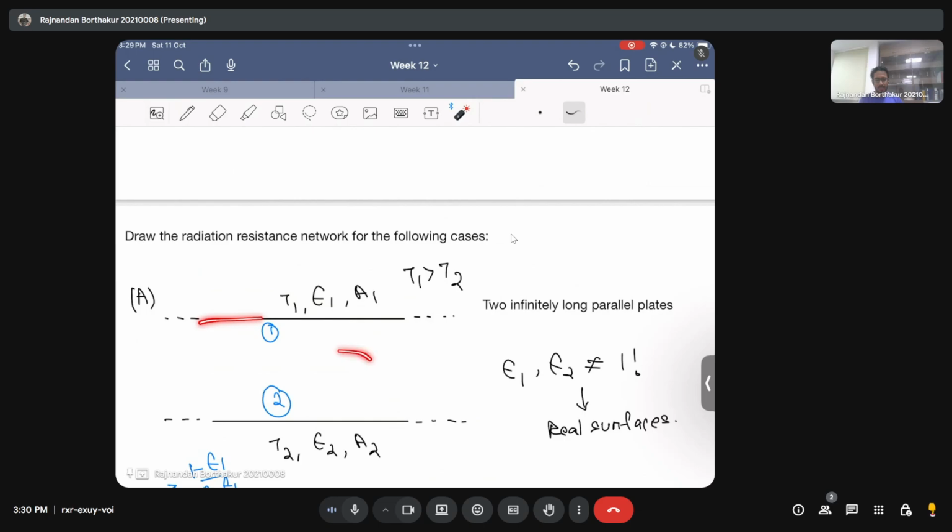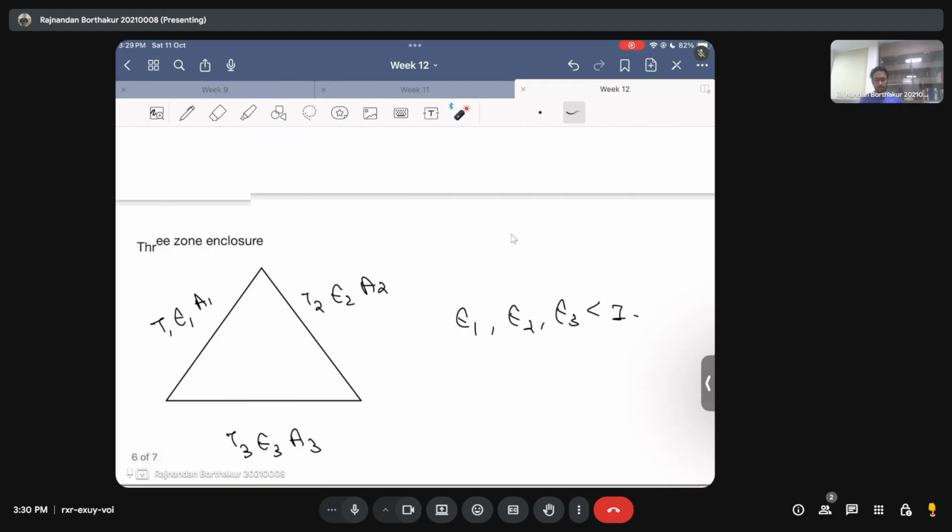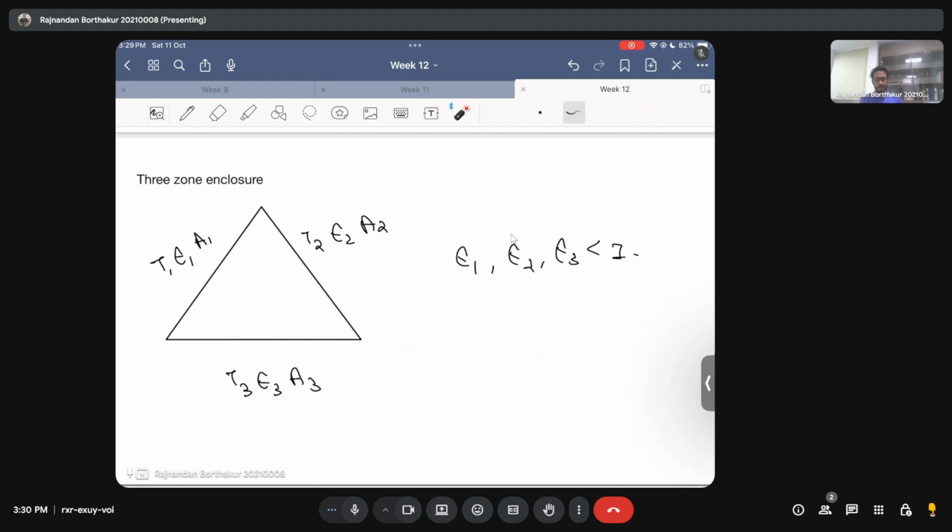Typically, because the space is enclosed between two large plates, that's why they are called the two-zone enclosure problem. Now what we'll do is look into a three-zone enclosure problem and try to draw the radiation network for these enclosures, as you can see now. So instead of two plates, you have three plates possessing three different temperatures, with three different emissivity values and three different areas. Again, the task is now to draw the radiation network for this scenario.